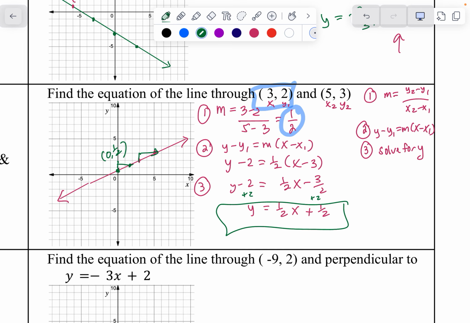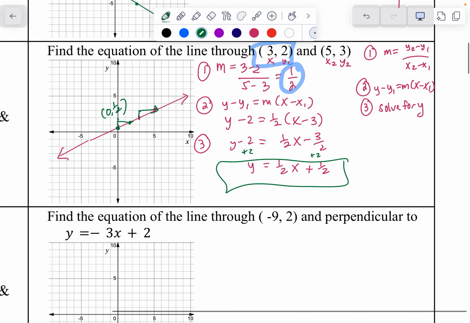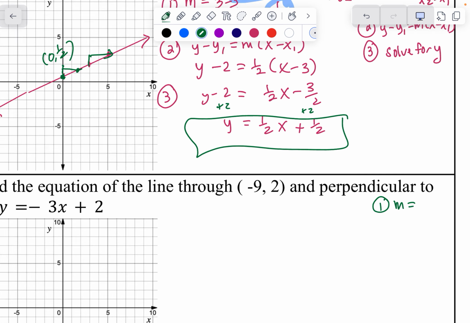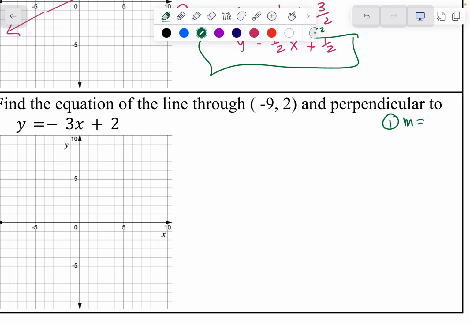Okay, now we're ready to look at example 3. Example 3 says to find the equation of the line through negative 9, 2, that's perpendicular to y equals negative 3x plus 2. So I really am going to use kind of that same 3 steps as before. The first thing we have to ask ourselves, what is the slope? Well, we don't use the equation, y2 minus y1 over x2 minus x1. We're going to use this. What's the slope of that line? Negative 3, right?